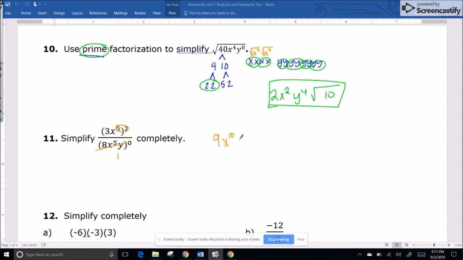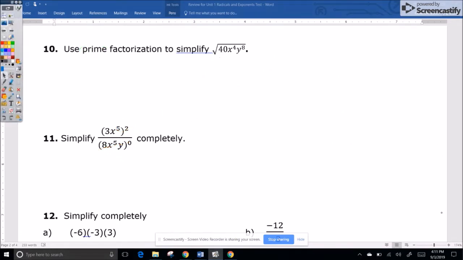If we didn't want to use those shortcuts, we could always write this out. We have 3x to the fifth times 3x to the fifth. And 3 times 3 is 9. And then count up our x's. 1, 2, 3, 4, 5, 6, 7, 8, 9, and 10. That's my answer.